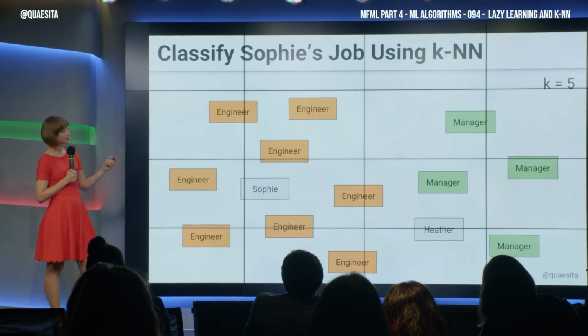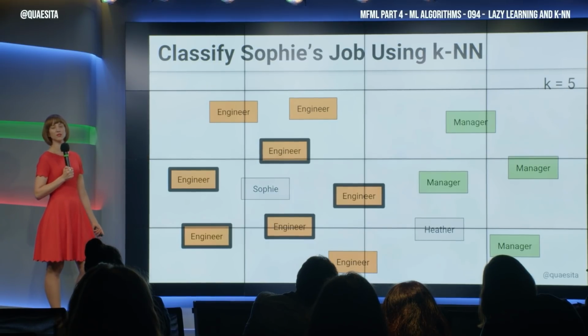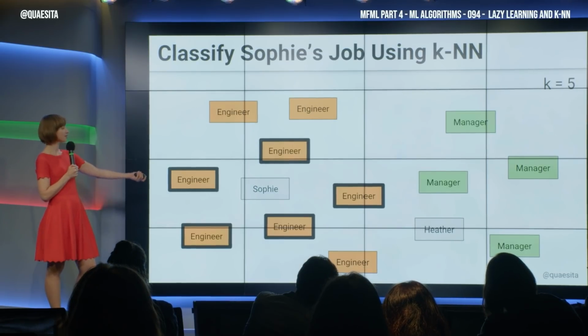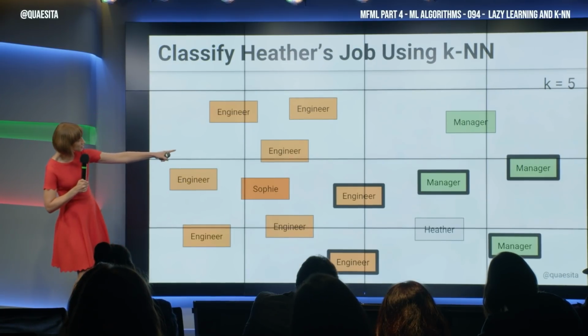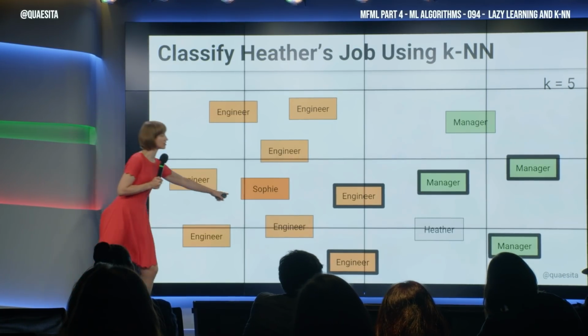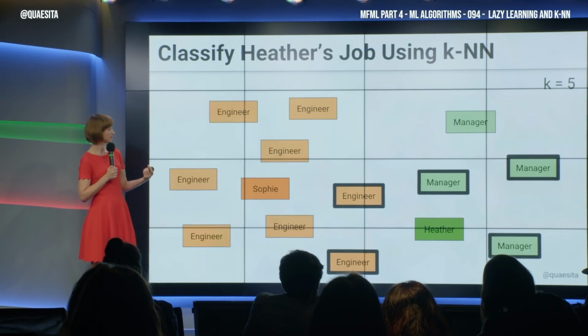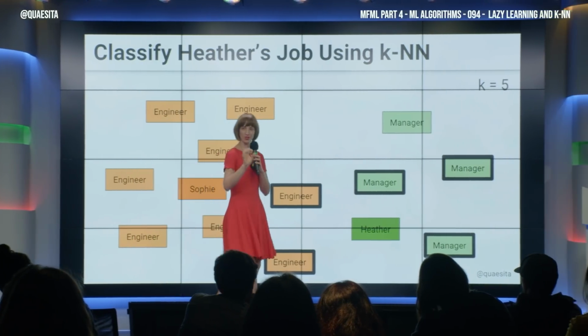First, Sophie, we will find her 5 nearest neighbors in space. There they are. And all we do is we say, what's the most common label? Let's give her that label, so we say she is an engineer. Then we do the same thing for Heather, and that manager is just closer than this engineer, and so Heather gets the manager label.